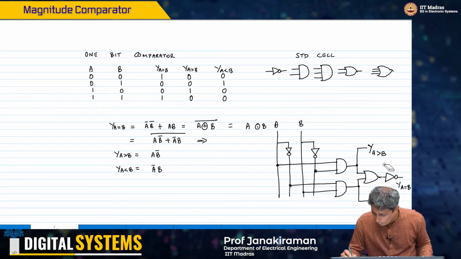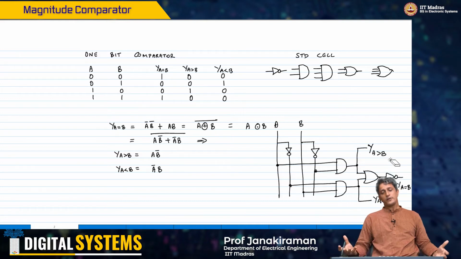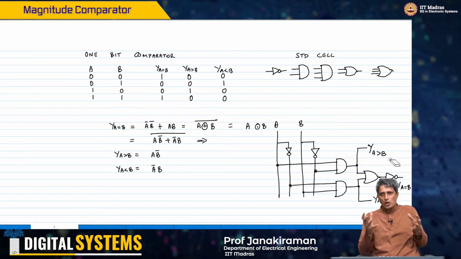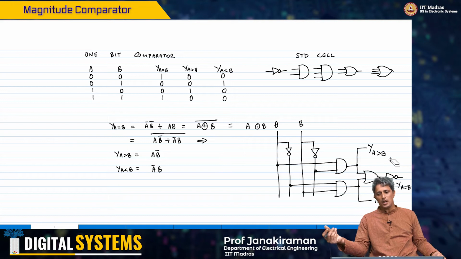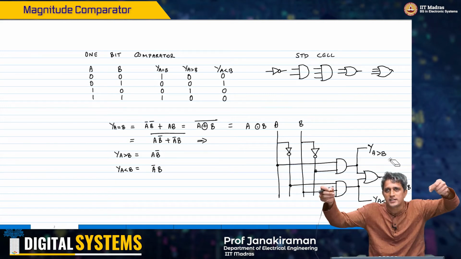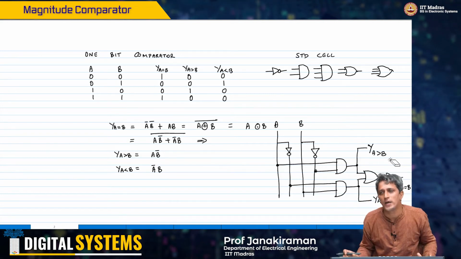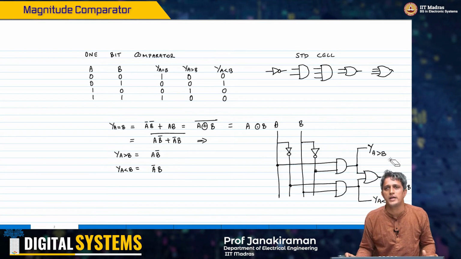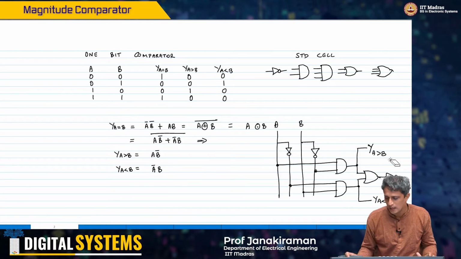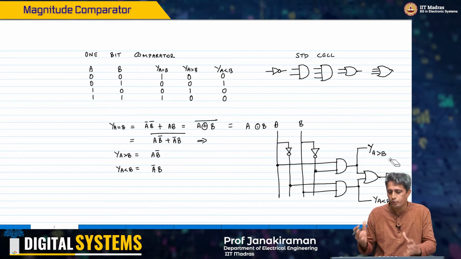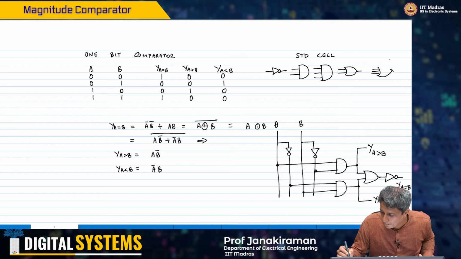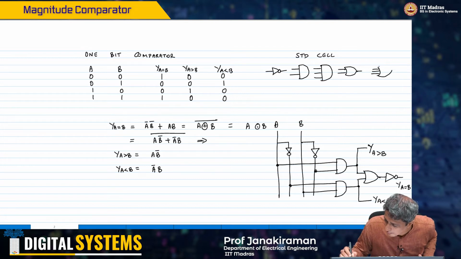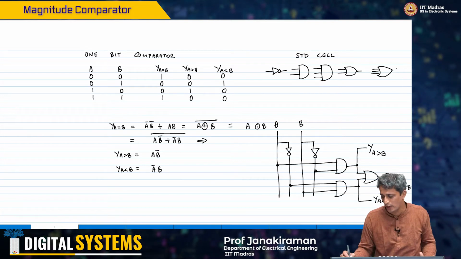So therefore, what we have first of all done is, in the process of implementing this XNOR gate, which basically allowed us to do the A equal to B condition, we have taken those intermediate signals and generated Y A greater than B and Y A less than B. And therefore, this implementation is what we are going to take forward into the next multi-bit comparison as well.